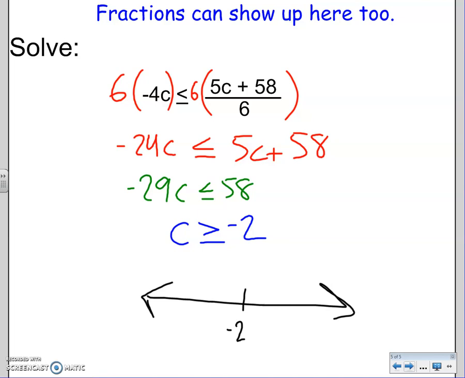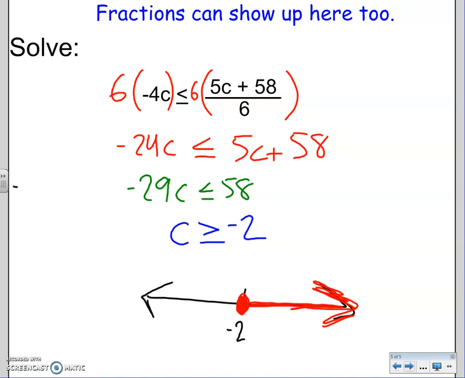It is closed. C is greater. Remember, it's like a Pac-Man or alligator mouth that eats the bigger thing. So C is bigger, the letter's bigger, go right. And you check anything over here, including 0. 0 is nice. So let's plug in 0.